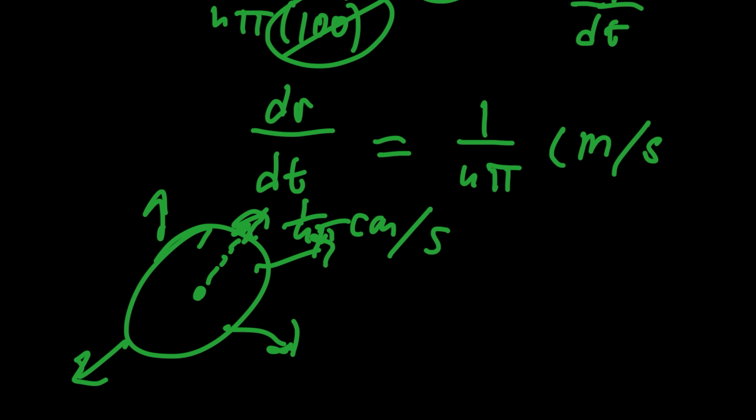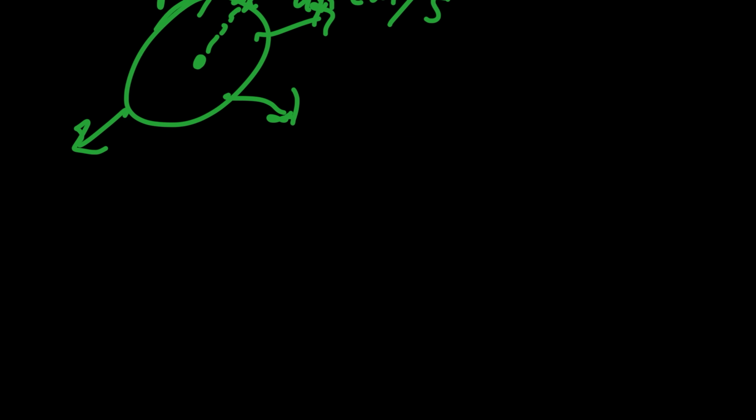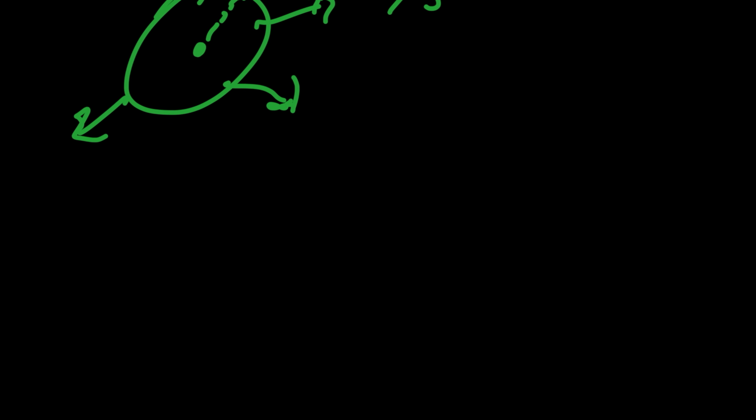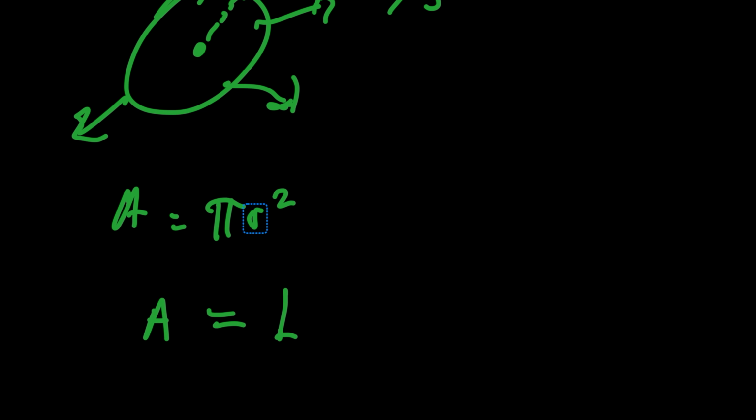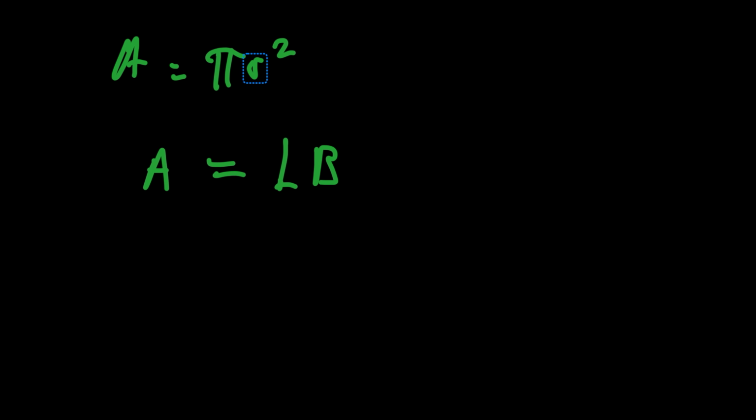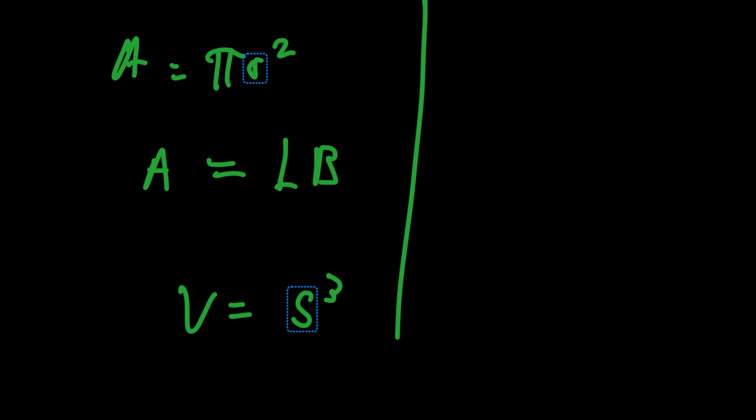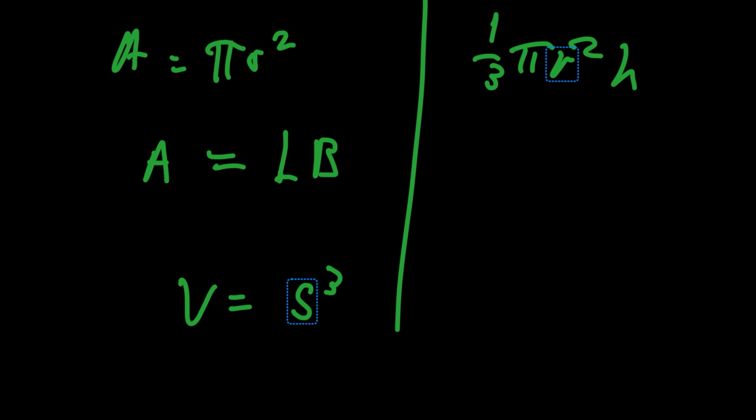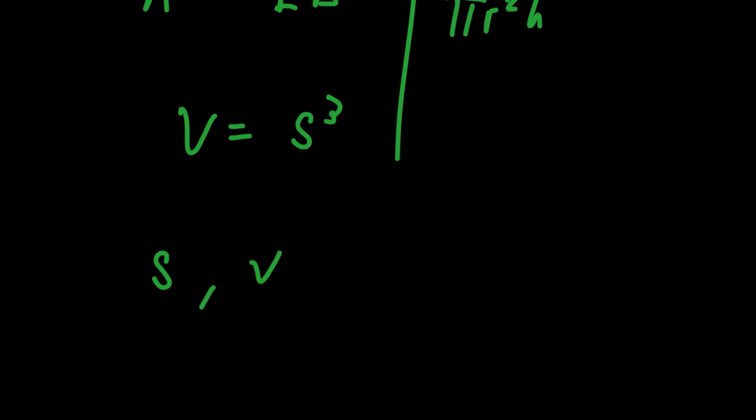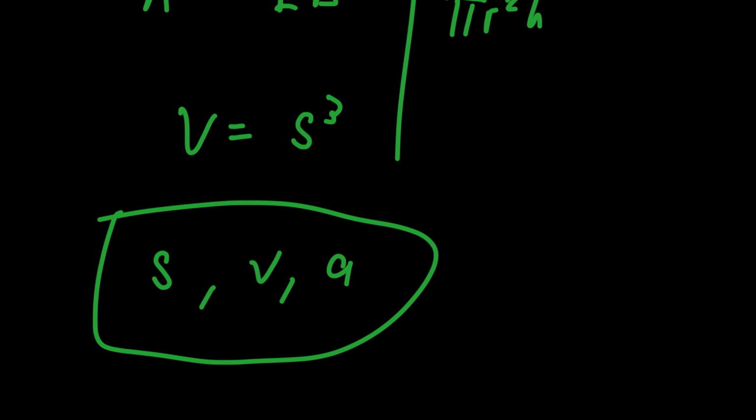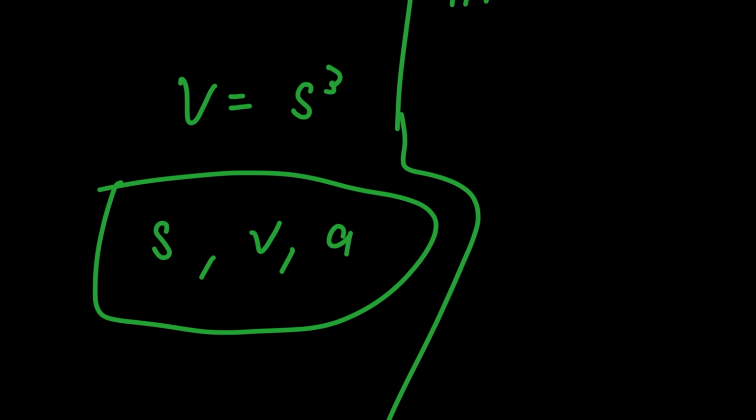This is just an introduction into the theory behind related rates. But this can apply for many different formulas. For example, it can apply for pi r squared, the area of a circle. This can apply for the area of a rectangle, length times breadth. This could apply for the volume of a cube, side cubed. This could apply for a cone, 1 over 3 pi r squared h. This could apply for a cylinder, pi r squared h. And this can also apply for other problems like displacement, velocity, and acceleration. So that's kinematics, and that's one thing we go into in the next video.